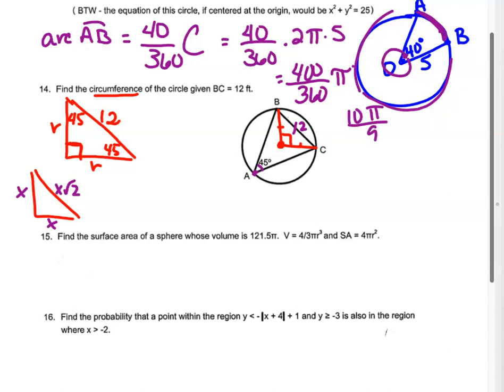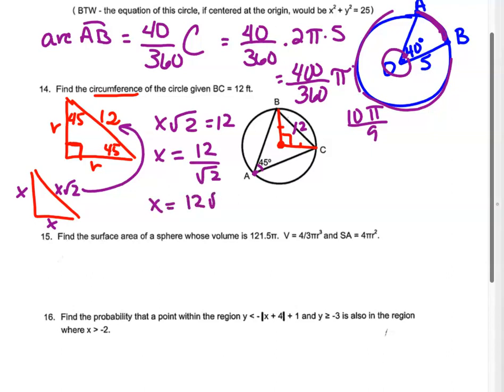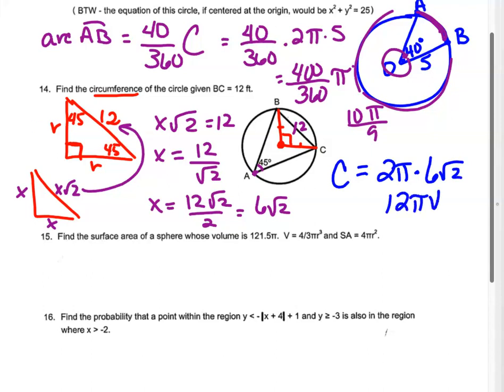So in our case, the two missing sides are the radii of that circle. We know that x root 2 has to be 12. So x, which is our radius, will be 12 divided by root 2. If we rationalize that, we have 12 root 2 divided by 2, which reduces to 6 root 2. That is the radius of our circle. Now, circumference is 2 pi r, so 2 pi times 6 root 2. So we end up with 12 pi root 2 for the circumference.